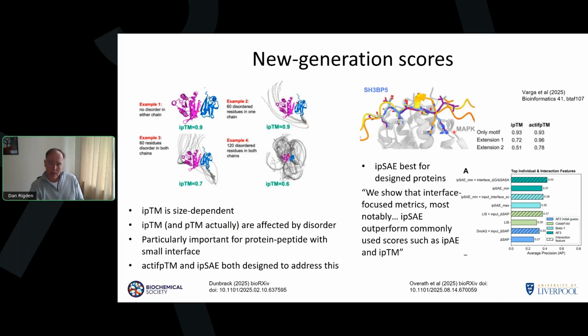Here is the active PTM, which works particularly well on these protein peptide interactions. You can see when you add these extensions, when you add the disorder, the conventional score goes down, the active PTM goes down much less. And this IPSI score also has been independently validated on design proteins. So this is the current, this week's verdict on what's the best score, but it may be overtaken by events, of course.